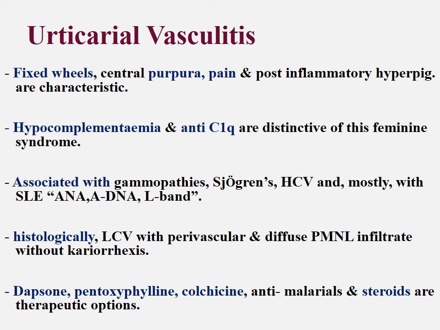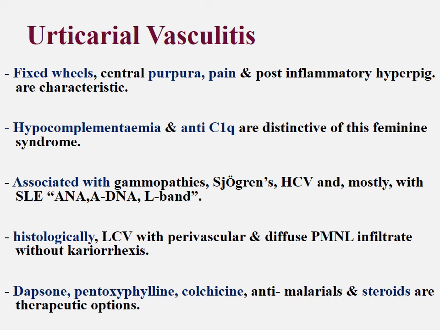Urticarial vasculitis is a classic form of serum sickness with hypocomplementemia and anti-C1q antibodies. These are distinctive for this syndrome, which mainly affects females. Urticarial vasculitis may be associated with gammopathies, Sjogren's syndrome, hepatitis C virus, and mostly with systemic lupus erythematosus.